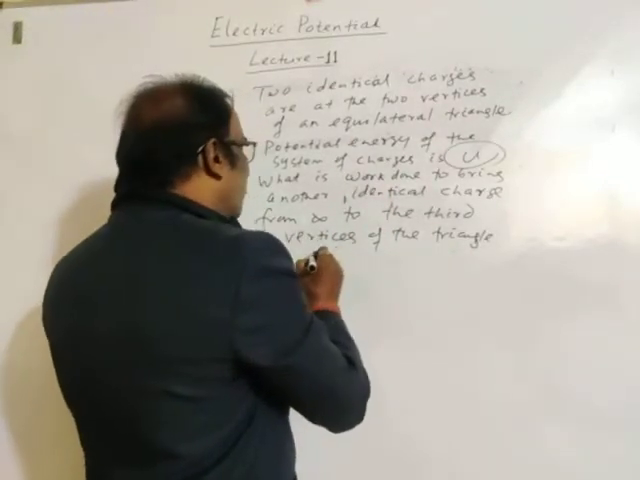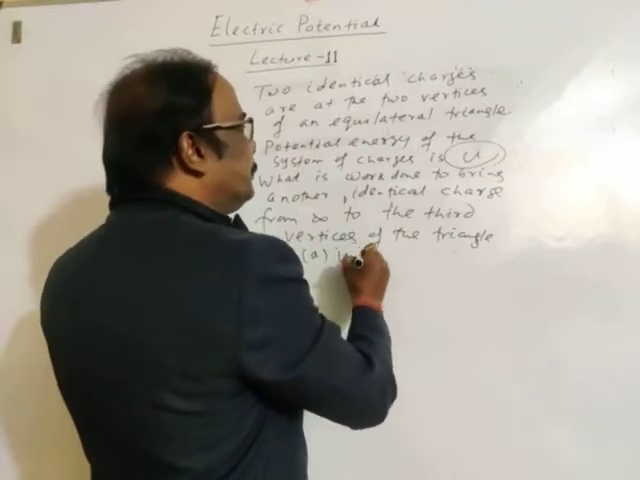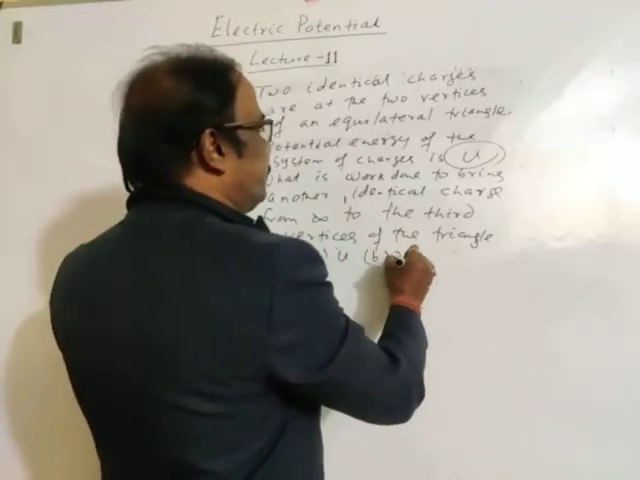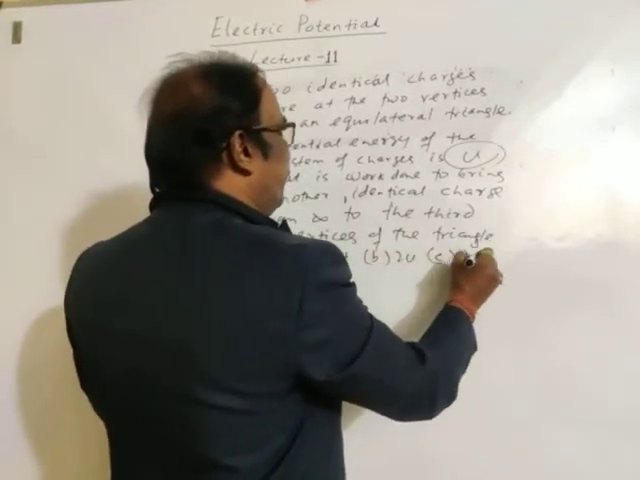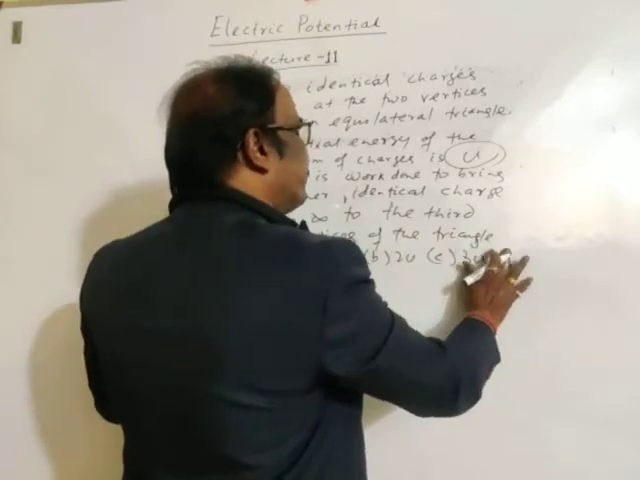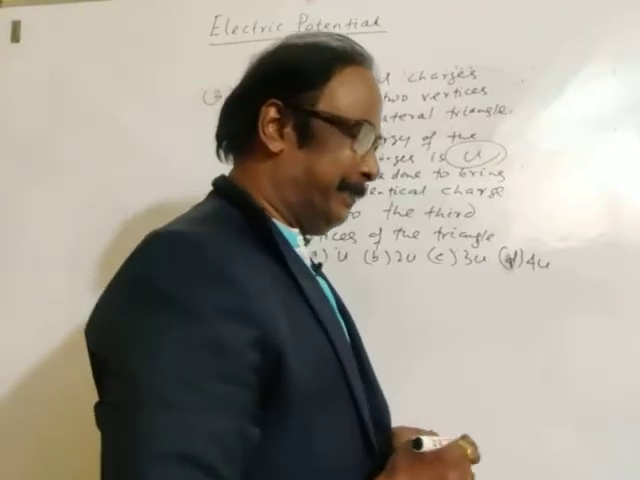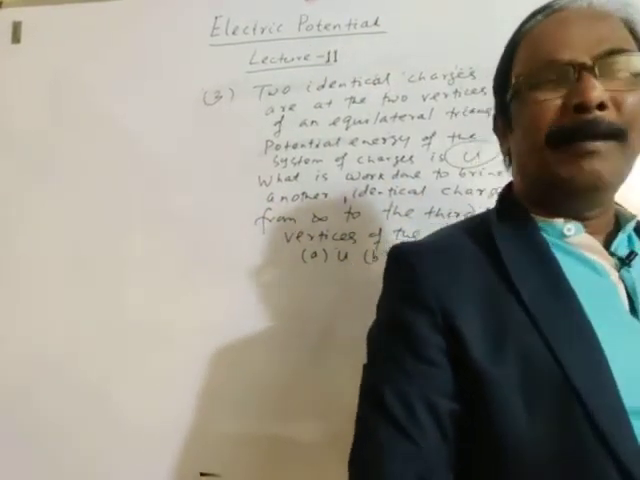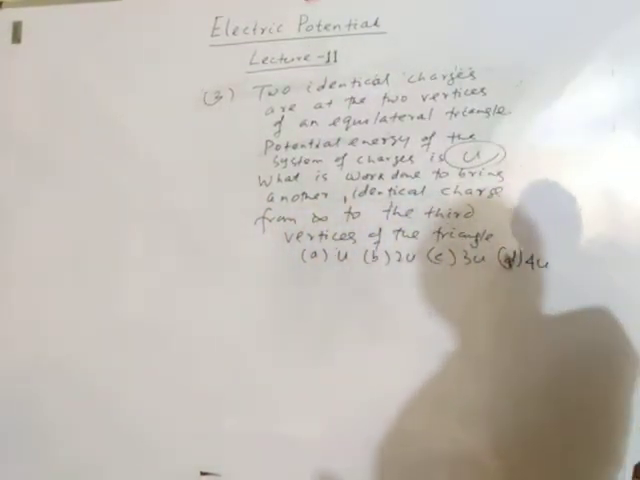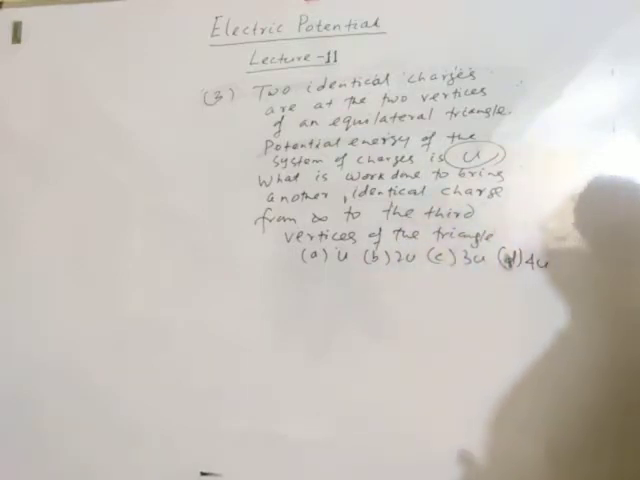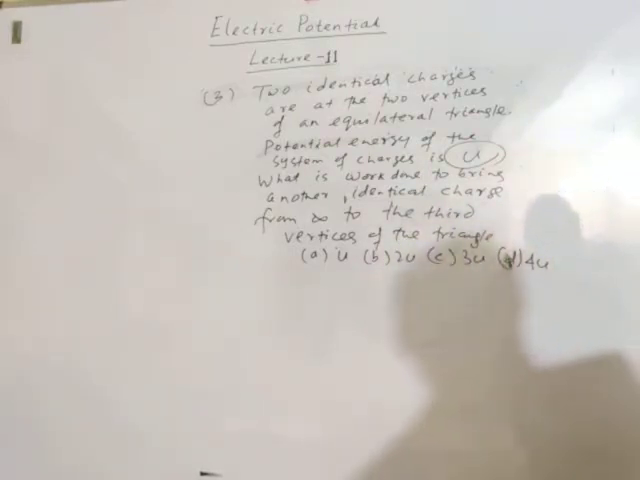Suppose the options are given: A) U, B) 2U, C) 3U, D) 4U. Think about it. It is a very easy numerical, and objective based. Then what is correct? U, 2U, 3U, or 4U.